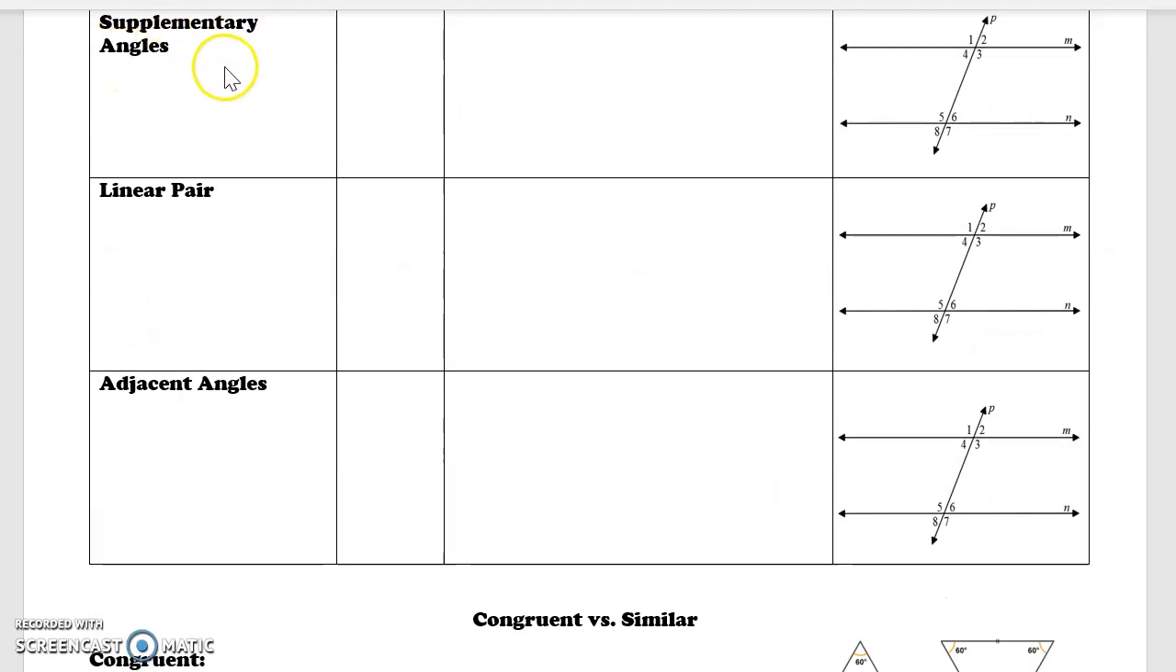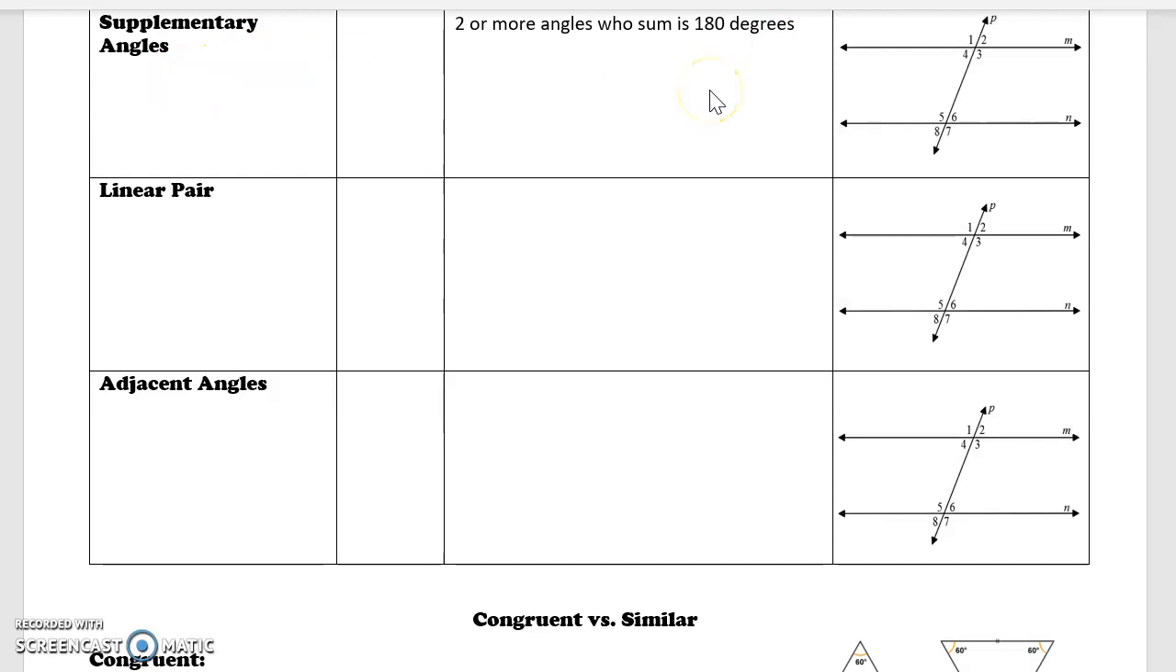We should already know what supplementary angles are because we've done quite a bit of supplementary angles. So what I want you to do is tell me over here what supplementary angles are. Teacher's going to pause the video so you can tell me. All right, so supplementary angles are two or more angles whose sum is 180 degrees.